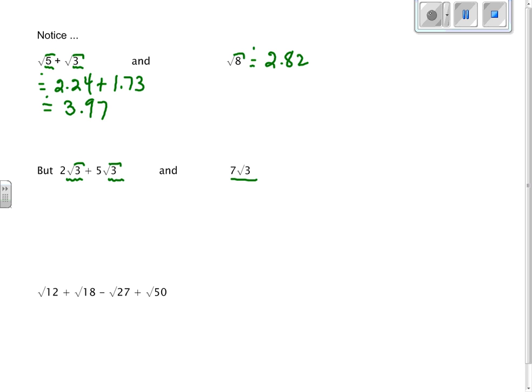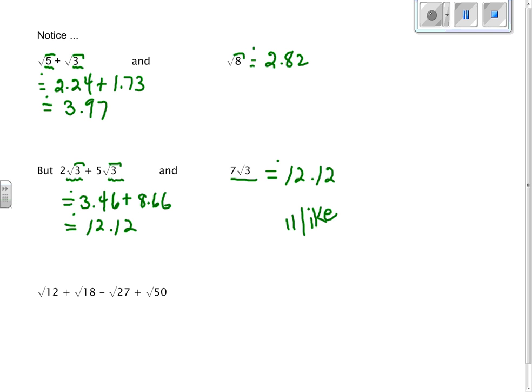Let's just check that they are indeed the same thinking process. 2 root 3, 2 times the root of 3, according to my calculator, is about 3.46. And 5 root 3 is 8.66. So together, approximately 12.12. 7 root 3 is 12.12. So we are adding like radicals, just like we would add like terms in fractions.